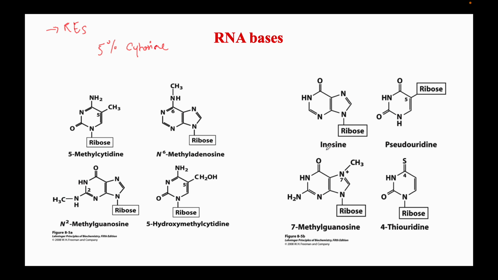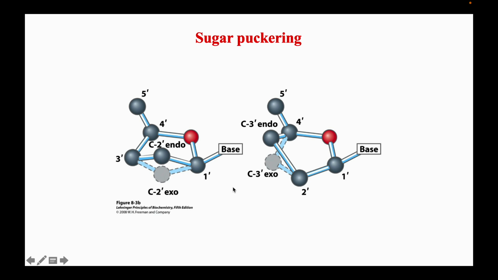Apart from this we have inosine, pseudouridine, 7-methyl guanosine and thiouridine. These bases are mainly present on tRNA. It is very important to remember that these 4 bases, inosine, pseudouridine, 7-methyl guanosine and thiouridine, are the modified RNA bases which are mainly found in tRNA.